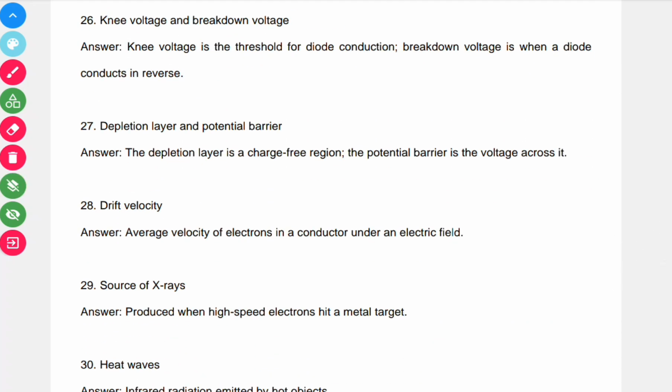Depletion layer and potential barrier. The depletion layer is the charge free layer. The potential barrier is the voltage across it. The depletion layer is the charge free region. The potential barrier is the voltage across it.